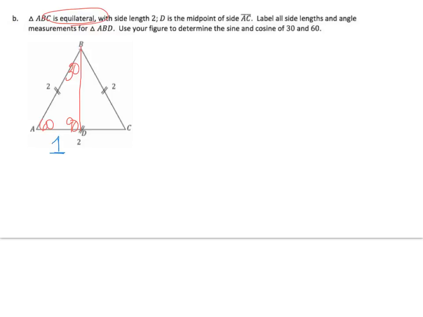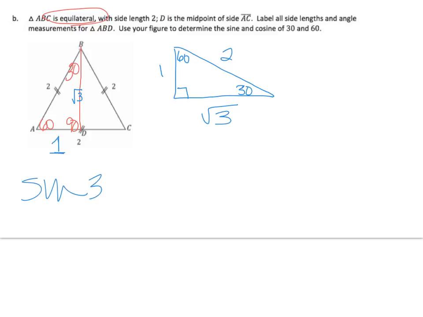And let's see, I can use the Pythagorean theorem to figure out the other side length. Or I can use the 30, 60, 90 triangle. So this would be square root of 3. Cool? I'm going to draw this way. It might help some of us see it. This would be 60, 30, 2, 1 and the square root of 3. Cool. So sine of 30 equals, so is opposite over hypotenuse, 1 over the square root of 3, or square root of 3 over 3.